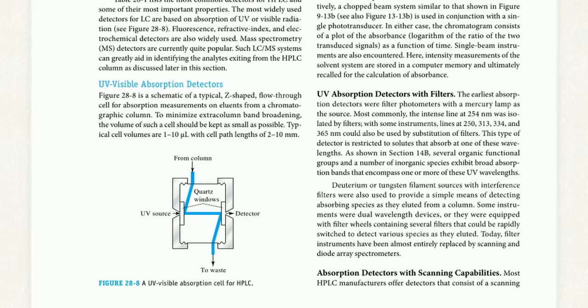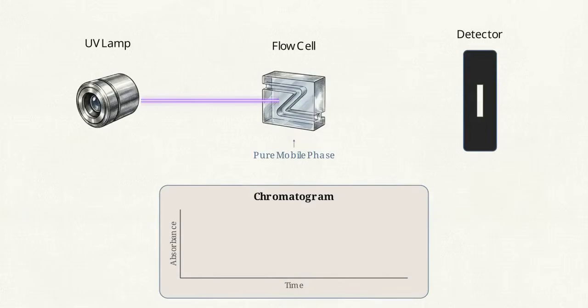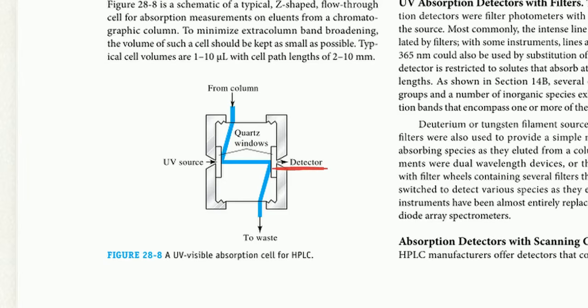This is a schematic of a Z-shaped flow cell, which acts as a small optical window located right at the end of the line. When only the pure mobile phase is running through the cell, a constant beam of ultraviolet light passes through the quartz windows and strikes the detector on the other side at full intensity. This creates a flat baseline reading.